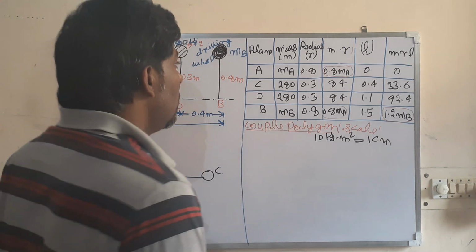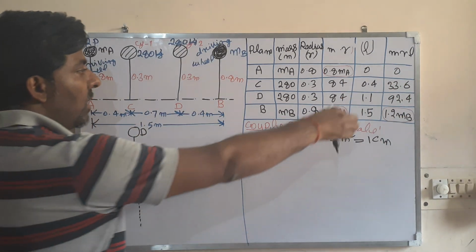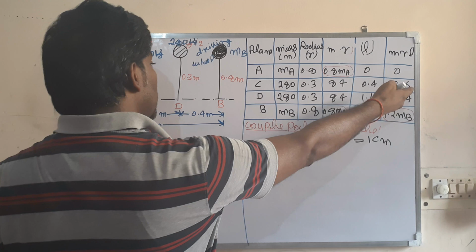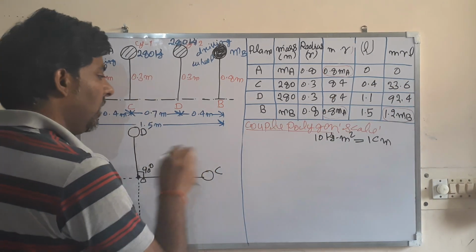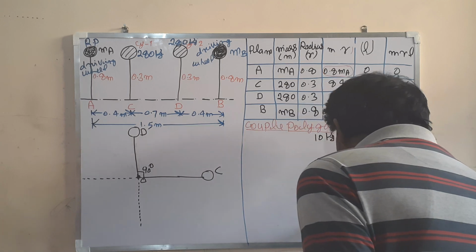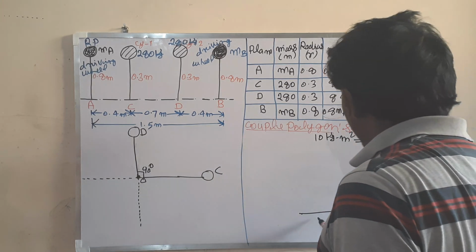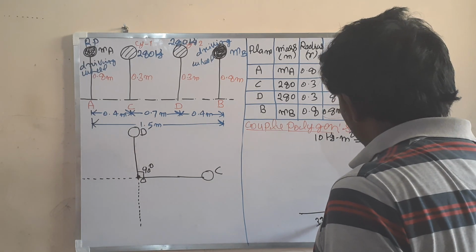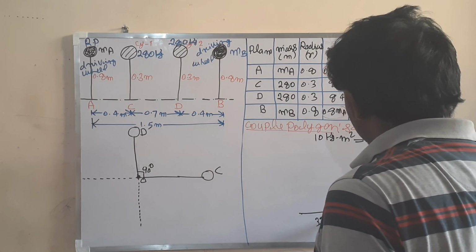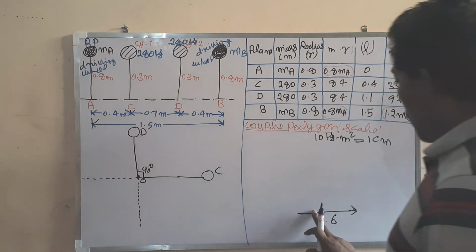Now let us draw. So this is O. Now C. What will be the direction of this 33.6? That will be radially outward. So from here you draw a vector radially outward, 33.6 in scale. So this is 33.6.